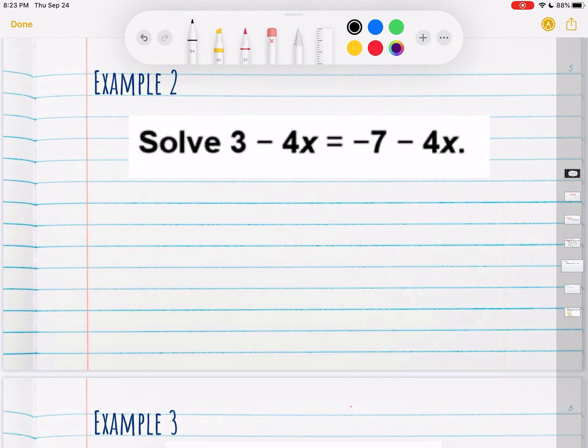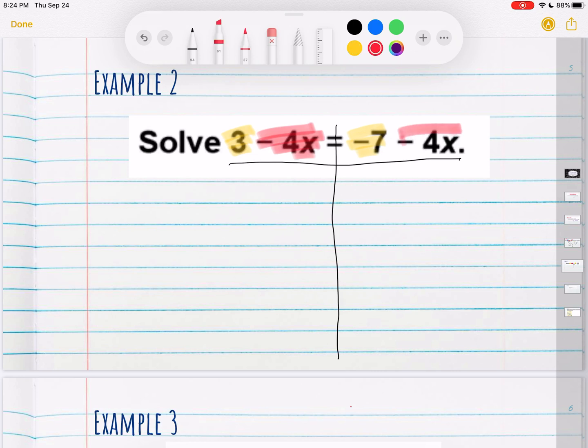So next one, solve 3 minus 4x equals negative 7 minus 4x. So I'm going to make my t-chart. And I'm going to find my variables and constants. So I have a constant right here. Minus 4x is a variable, minus 7 is a constant, and minus 4x is a variable.